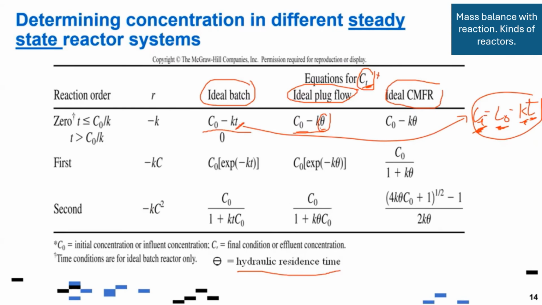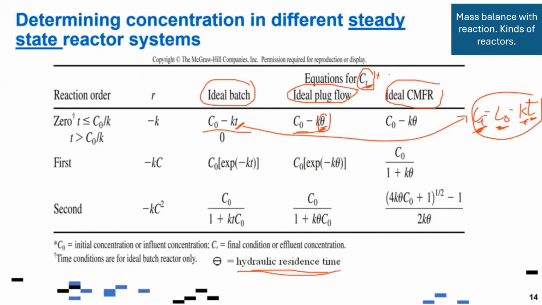But for the CMFR, there is an inflow and outflow. So the residence time is the amount of time that the fluid stays inside the reactor, which we call theta. This is the hydraulic residence time. So it's still time; the unit is still time for that one. So in that case, you can get theta.